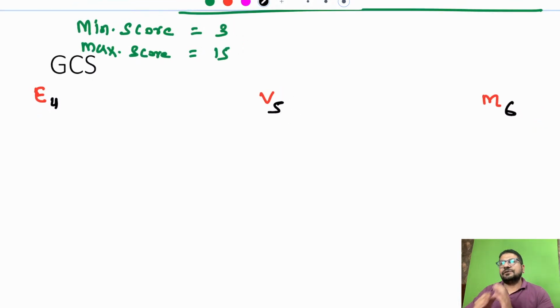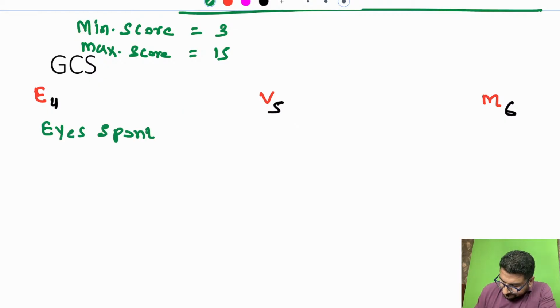Suppose you have a patient who is brought unconscious, say a patient with stroke or DKA. You have to calculate the GCS. Now how will you calculate GCS? Understand, suppose you tell the patient to open your eyes, and he opens his eyes spontaneously. Then we give a score of 4.